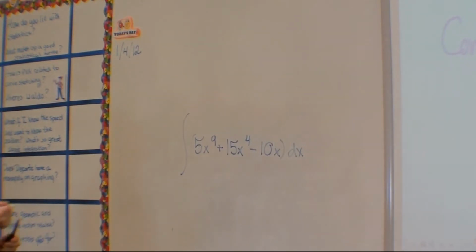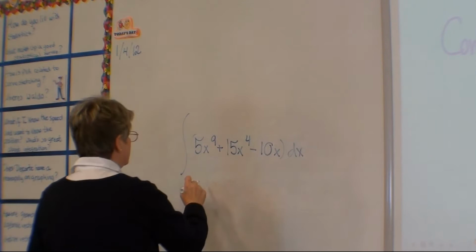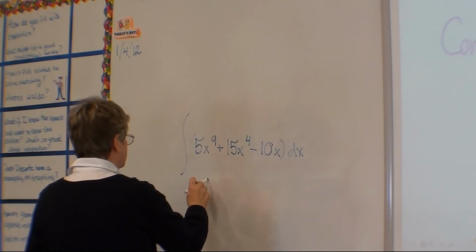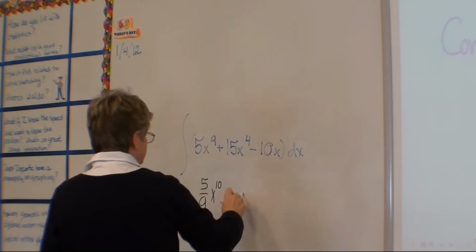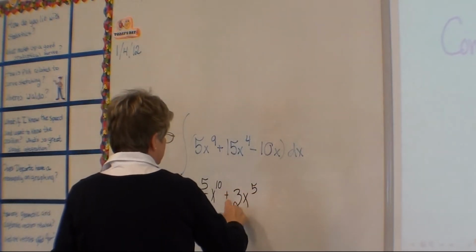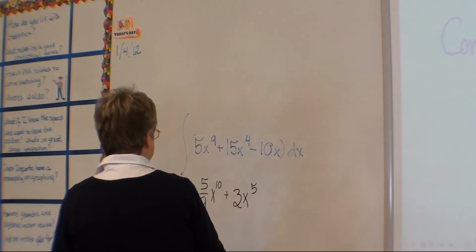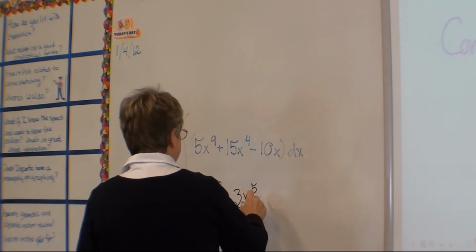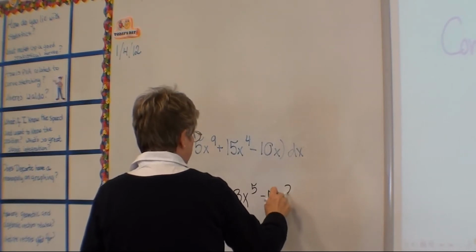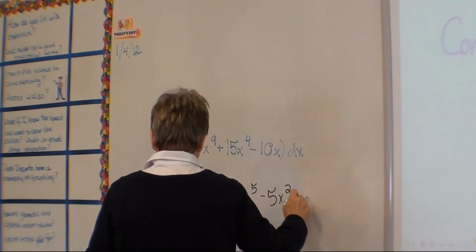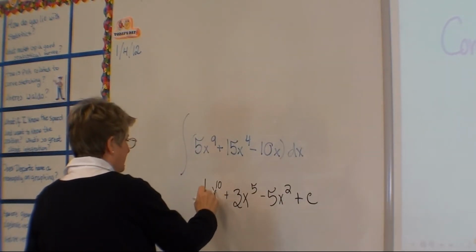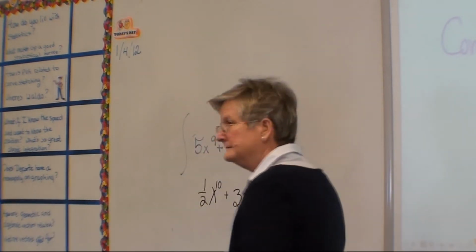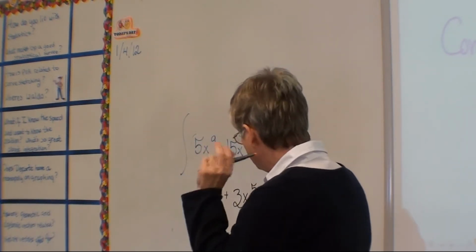Philip, tell me what you got when you got it. One half x to the 10th plus 3x to the 5th minus 5x squared. What's your magic last name? C. Yep. Okay. What happened to the dx?